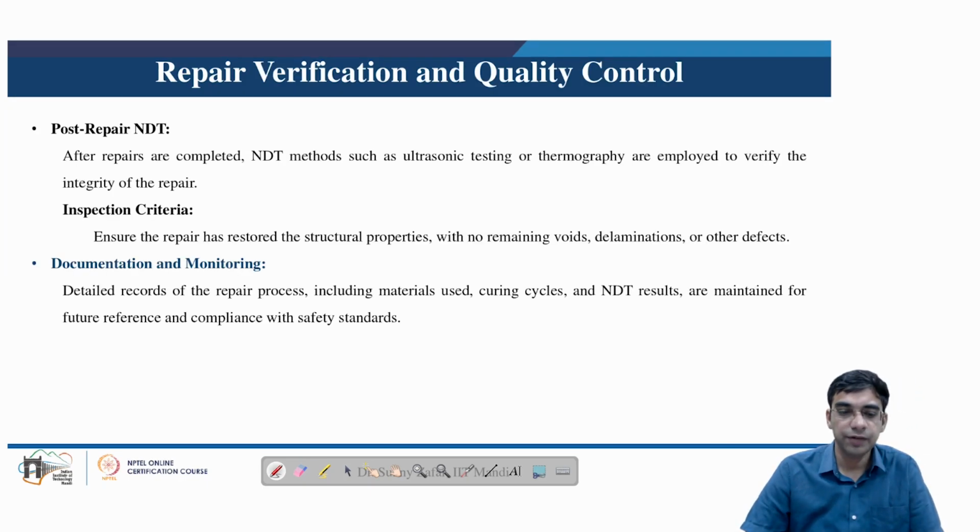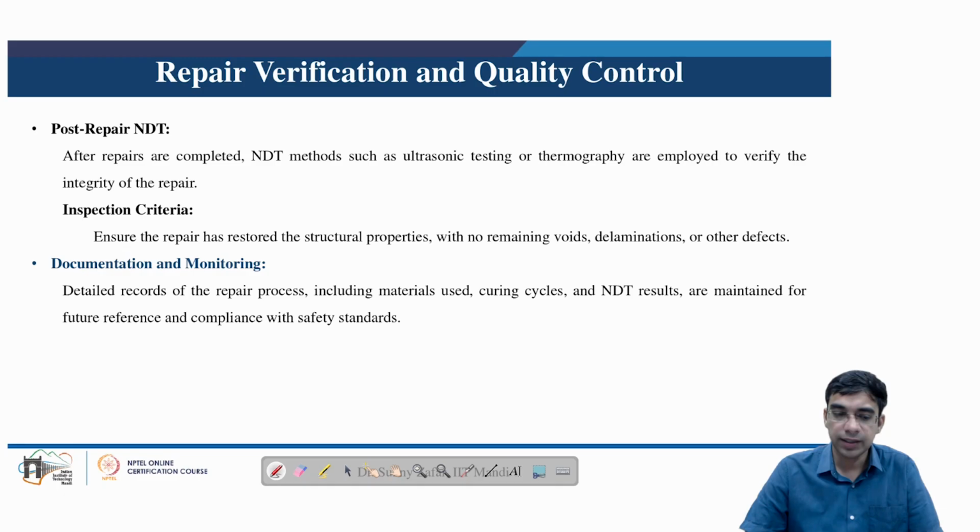Next is the repair verification and quality control. It is very important to ensure that whatever repairs are done, they are of the requisite quality, and there is proper documentation of such repair steps.